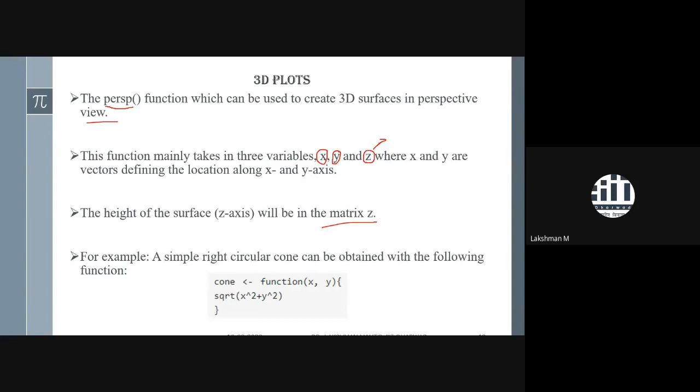So how can we do that? First we have to define a simple function. For example, we want to create a circular cone: Z equal to x square plus y square. We want to create this kind of thing.